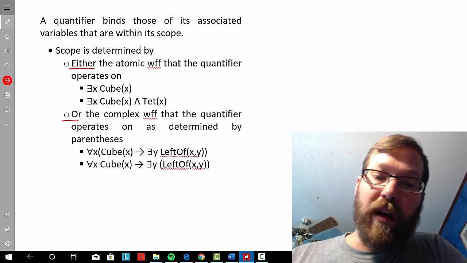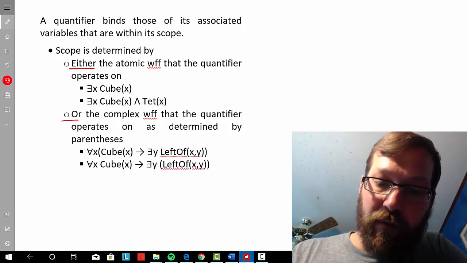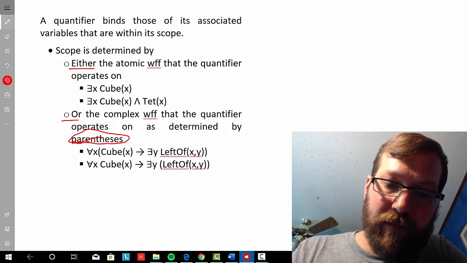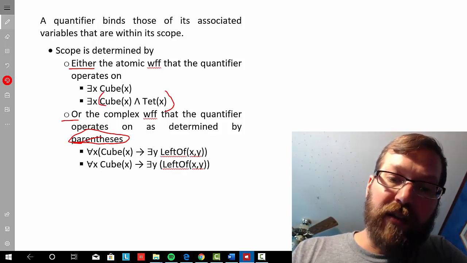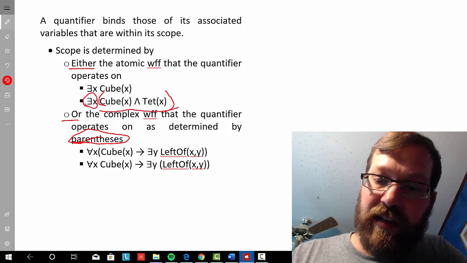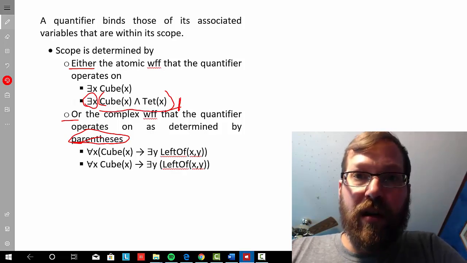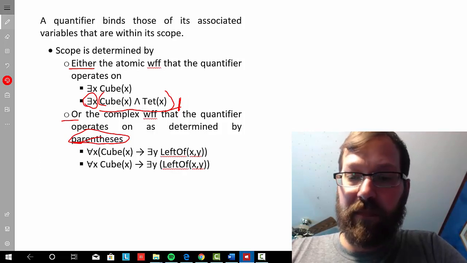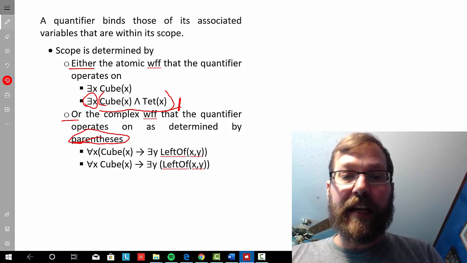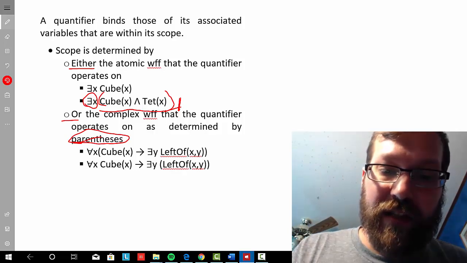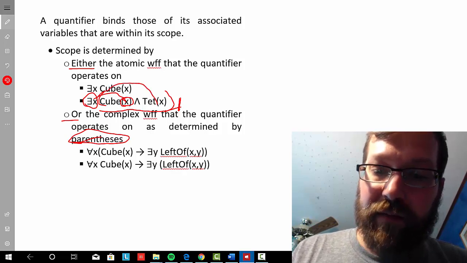Now, if we had parentheses, one here and one here, then that would tell us that the scope of our quantifier extends till the end of that last parenthesis. So that's how we could get it to extend out there, in which case this single operator would be binding this variable and this variable.